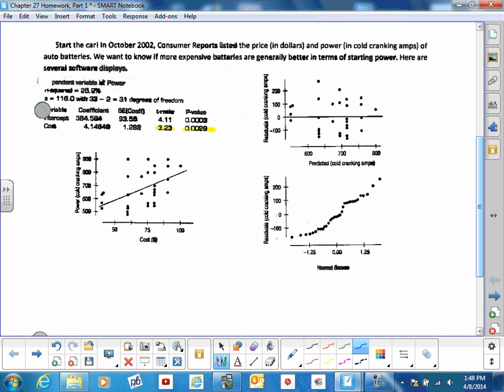Okay, this is the line about slope. The slope is 4.15, that's true. What's this number right here? 1.3, I'm going to call it because I'm going to reference it in a minute. Standard deviation of the slope. What's this right here? It says t-ratio. What does that mean? That's the t-value of the slope.